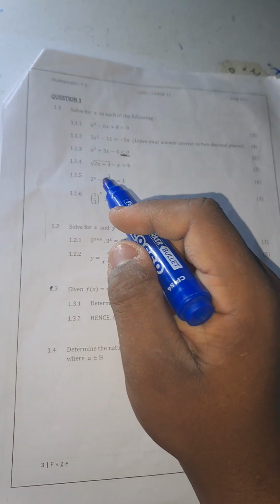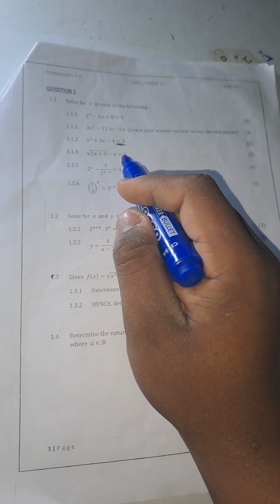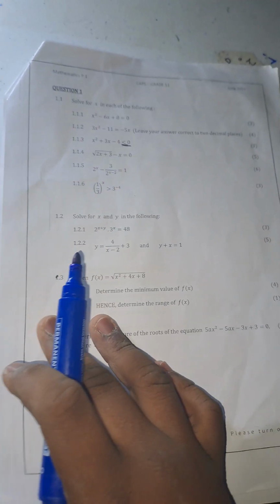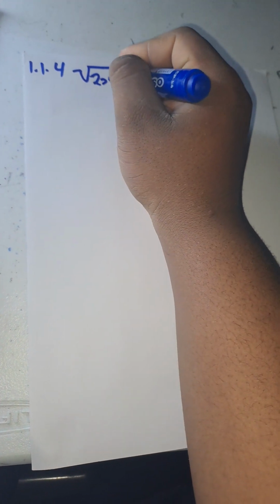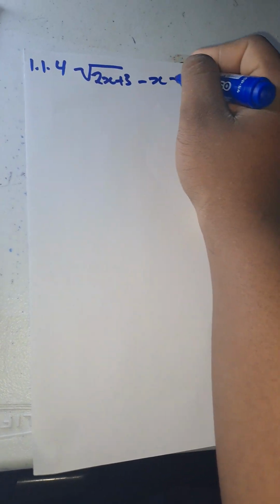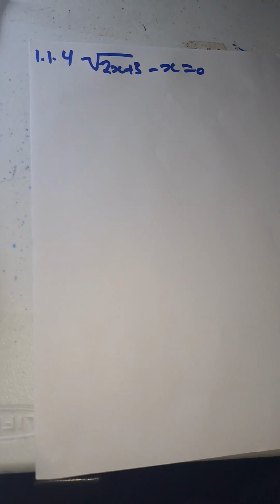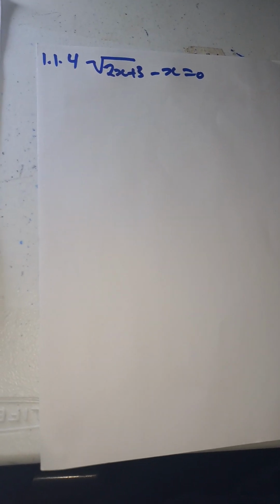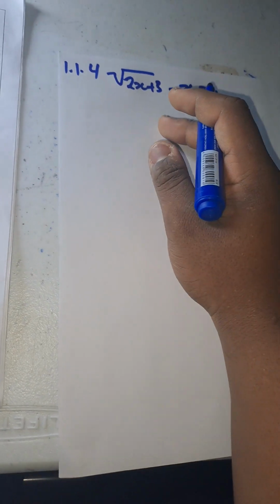So now 1.1.4, it is saying: root 2x plus 3, and then minus x outside the square root, is equal to 0. So now for this one, it is 5 marks. So I have root 2x plus 3 minus x is equal to 0. Remember, for me to solve this kind of question, you have to square to remove the square root and then solve for x. So now let me fix this thing in order.